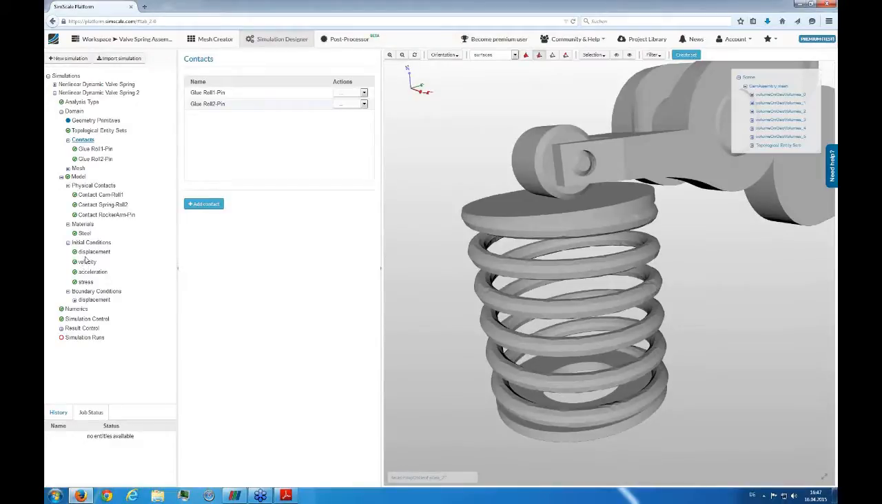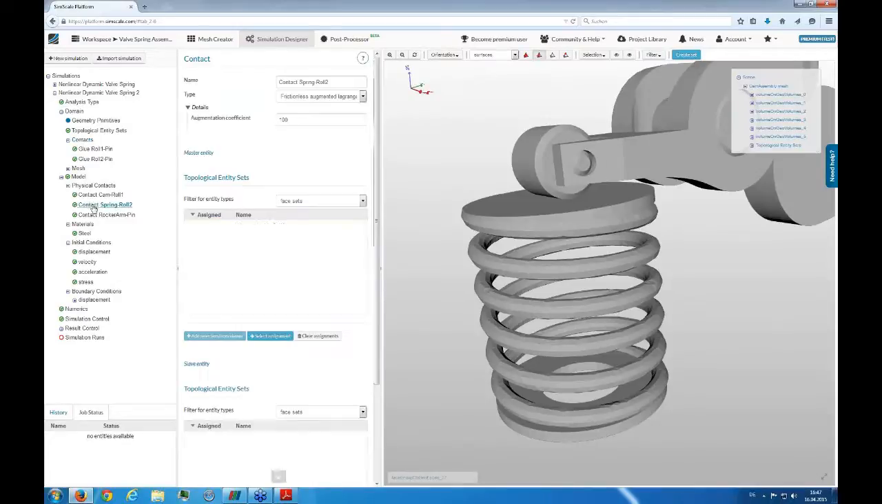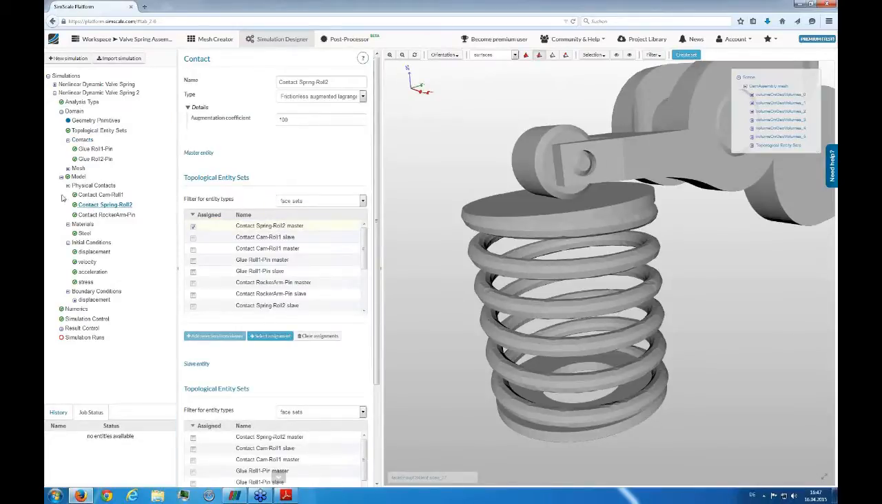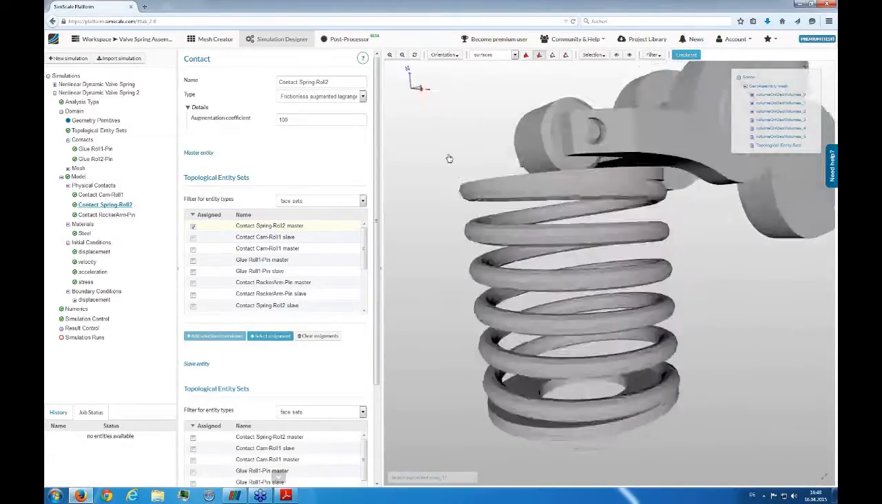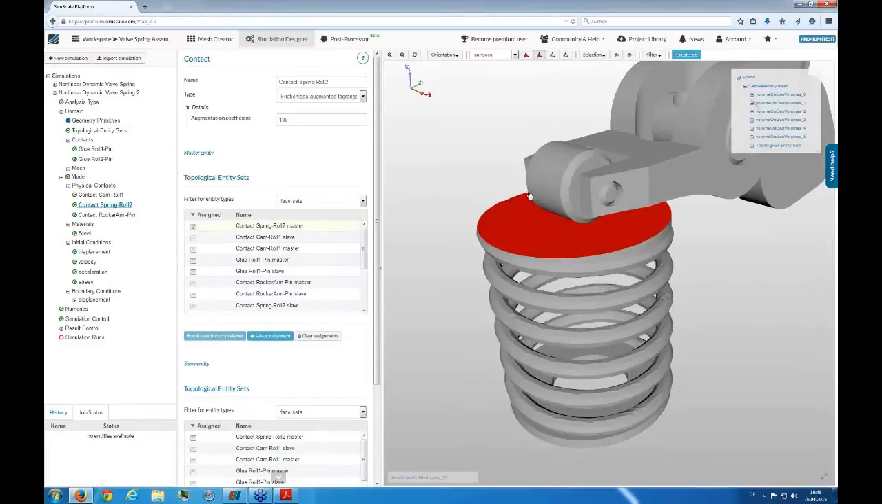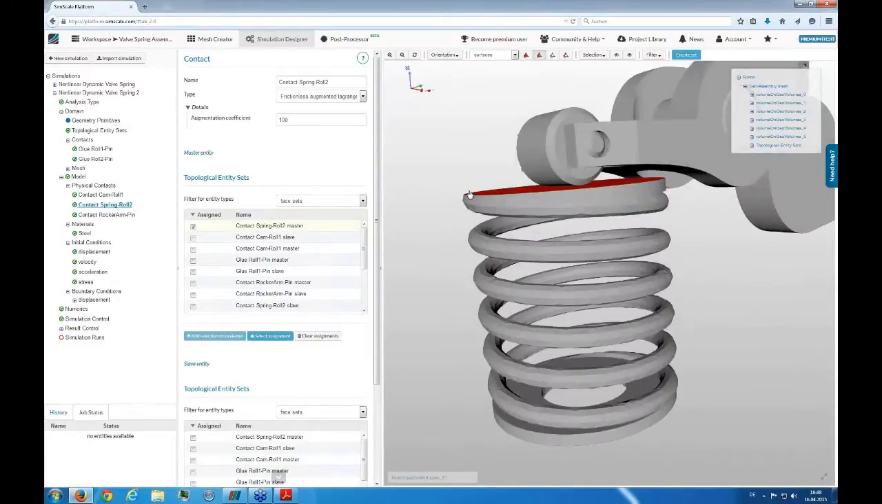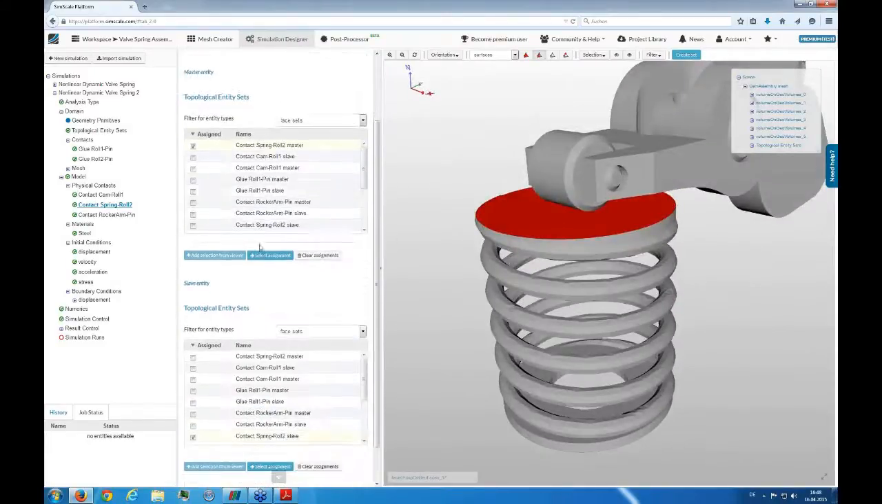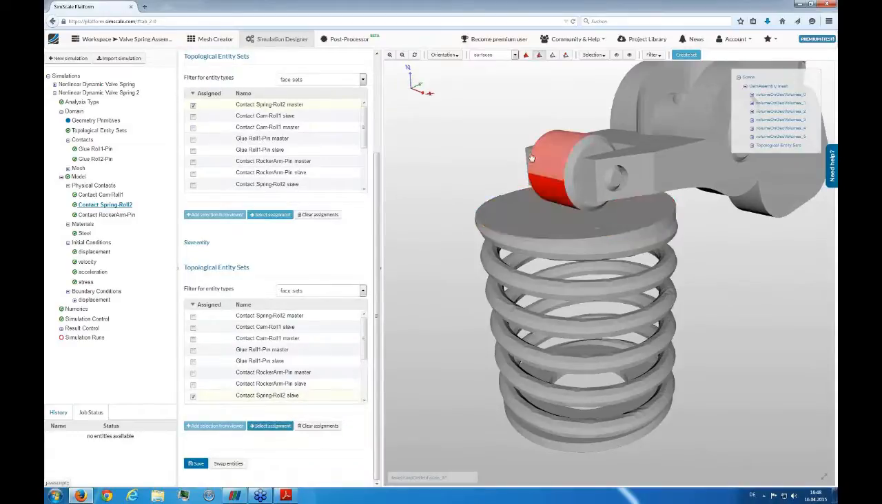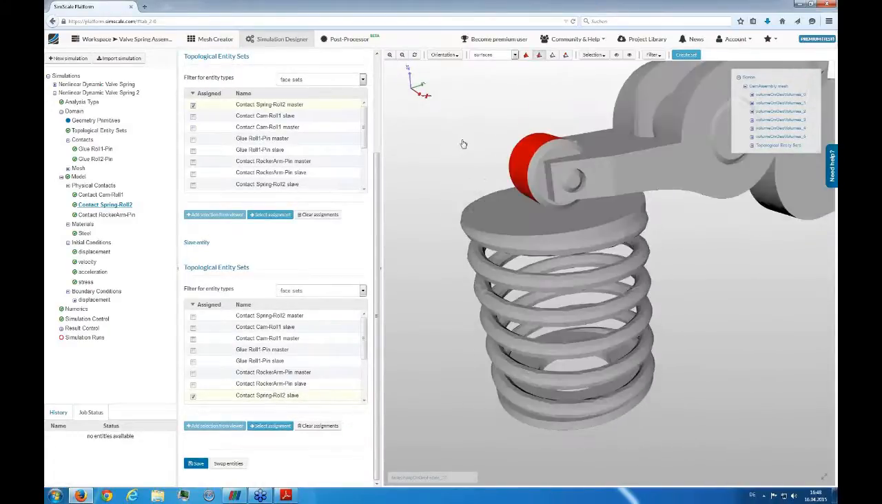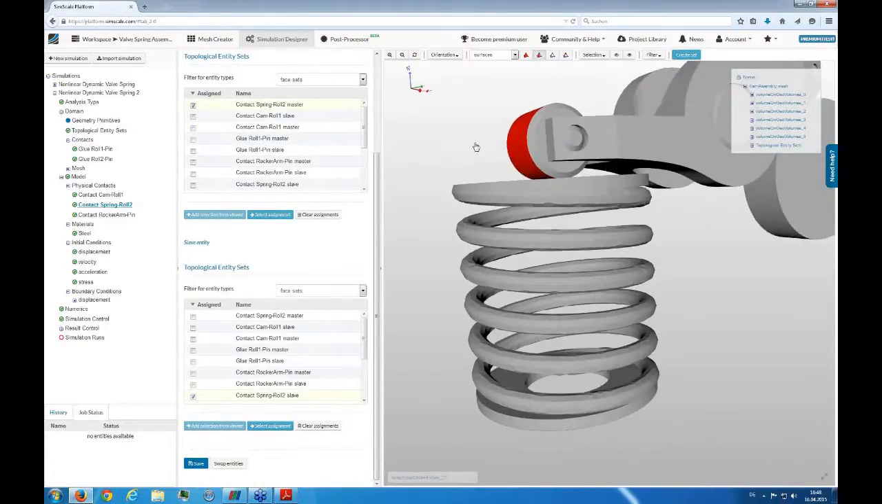And let's have a look at what we did here. This is the contact roll 2 and spring, and let's have a quick look at the master entity. We select the assignment, and we see, okay, this is correct. We used for the master the top of the spring surface, which is correct, and for the slave we used the more curved surface, which is the outer surface of the roll.